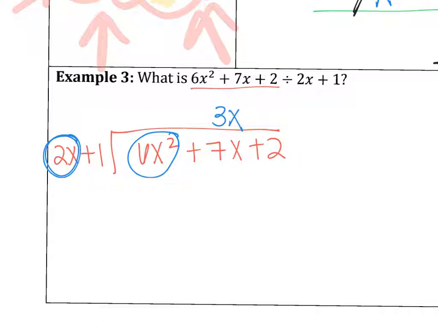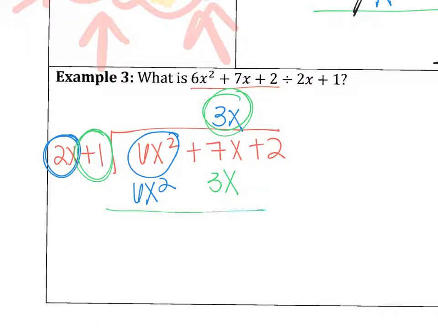So 2x times 3x gives me 6x squared. And remember, I've got to do it to this too. So 1 times 3x is 3x. Now I go through and change all my signs. So they're all positive, so they change to negative, or subtract, however you want to say it. 6x squared minus 6x squared goes away. Remember, that's our goal. 7x minus 3x is 4x. And I bring this plus 2 down.